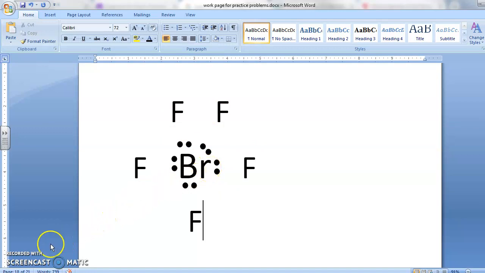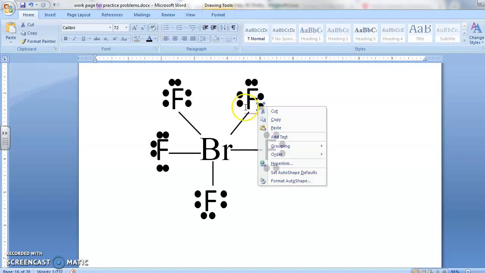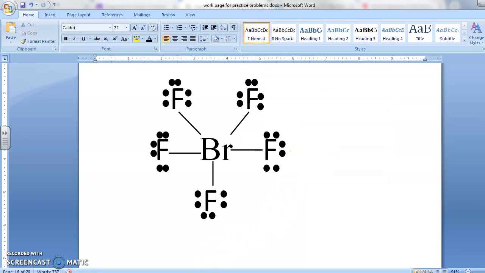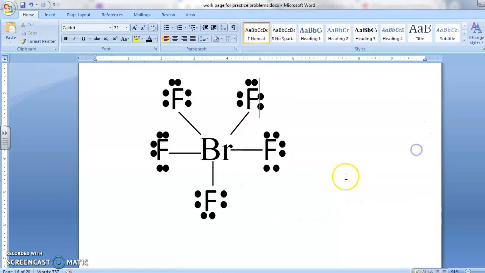And then we'll check total electrons. If you remember, we were supposed to have 40 total electrons on here. We have 5 fluorines, each surrounded by 8. That's 40. So we have the correct molecule right here. So now what we'll need to do is take a look and analyze this molecule to determine what shape this molecule is.